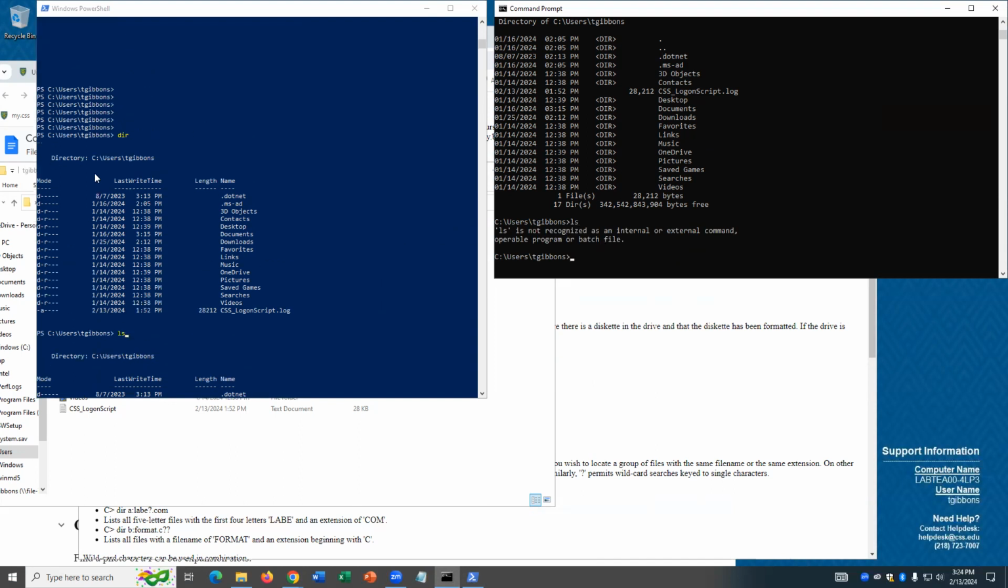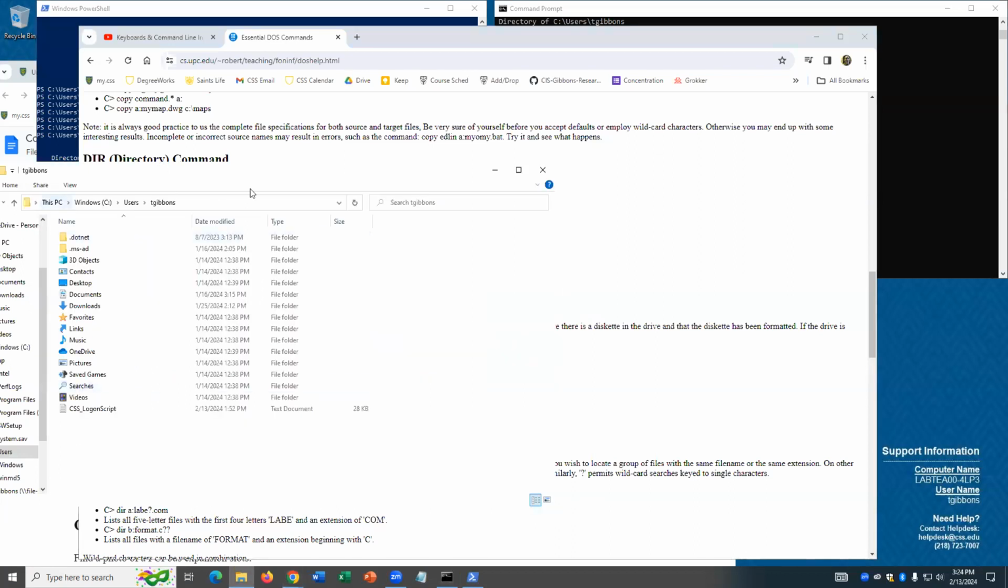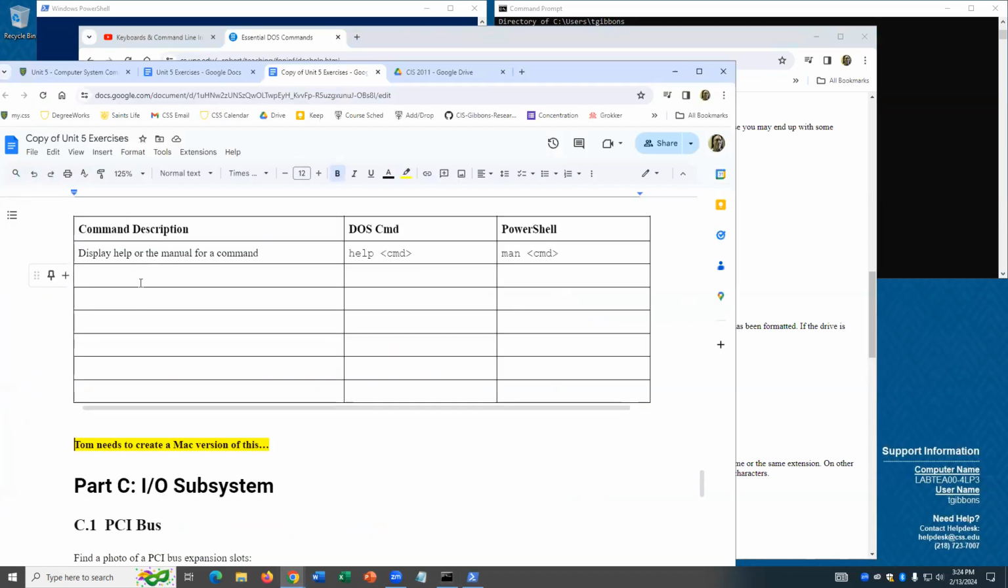So your job is to try out some commands in both. And what do I want, 5 commands? Yeah, 5 commands here. So like list files in current folder, dir, and in PowerShell, dir works. So does ls, but one of them works there. Okay, so spend a little time trying to research some other DOS commands or some other PowerShell commands and fill them in here.